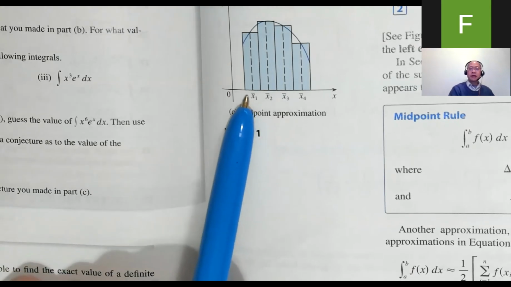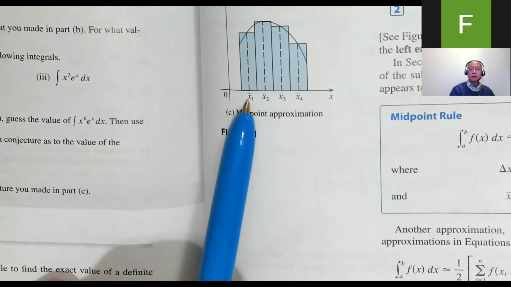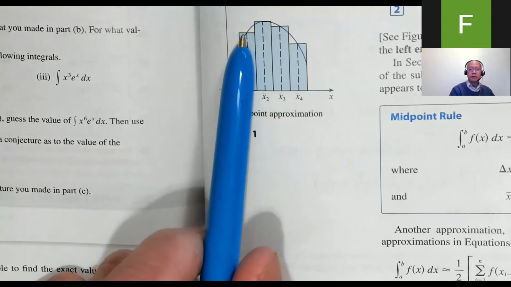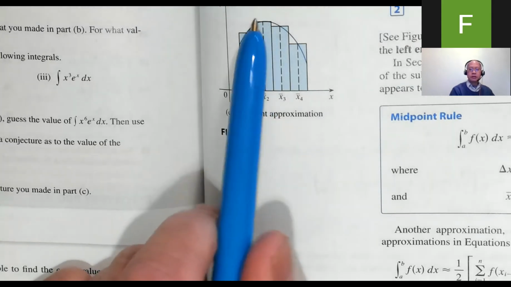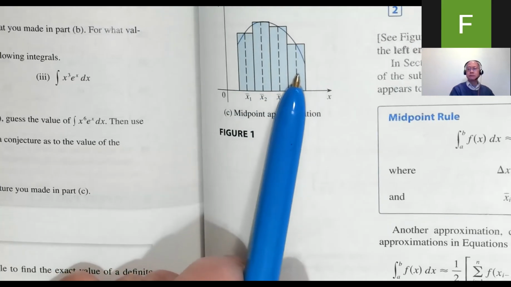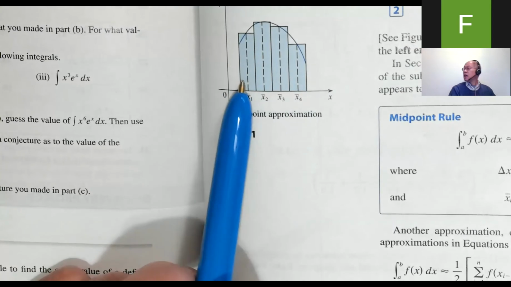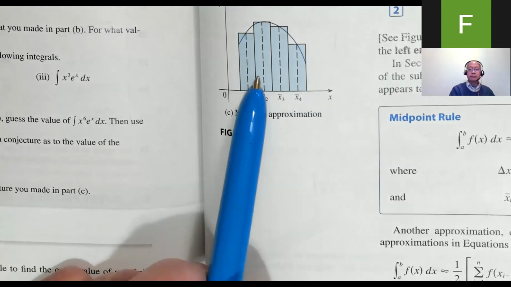Well, they chop the interval into 4 pieces: 1, 2, 3, 4. Take the midpoints. Go straight up, touch the curve. Okay, you get these 4 approximating rectangles. So we will approximate the area under the curve by the area under the rectangles.